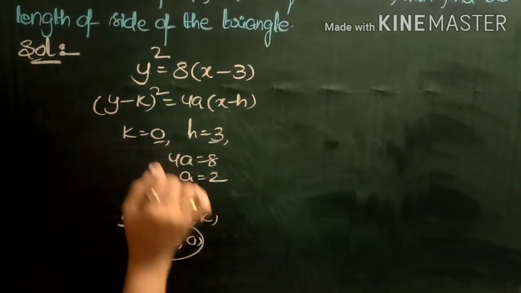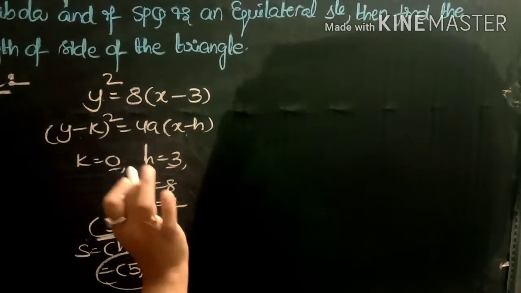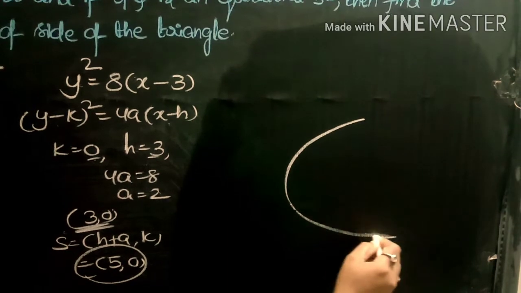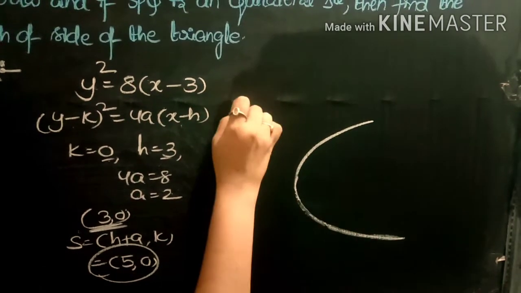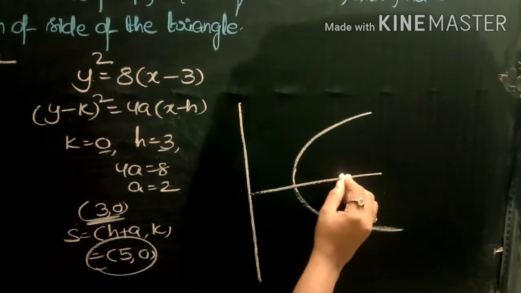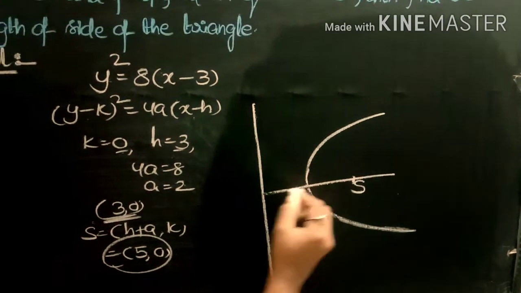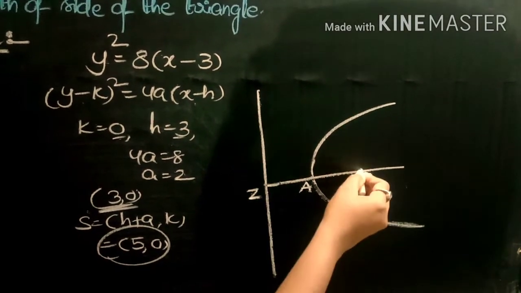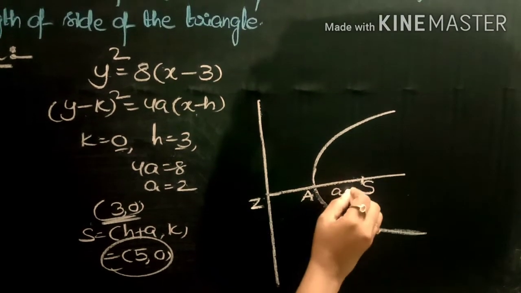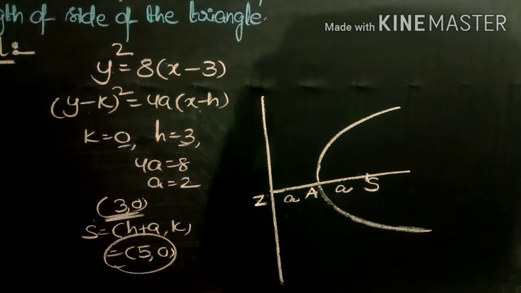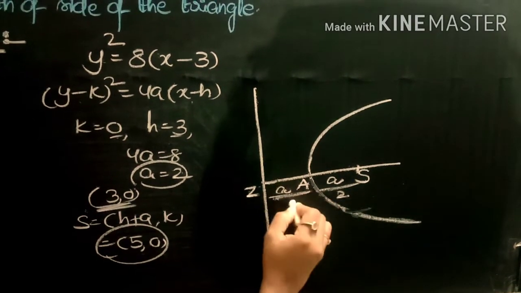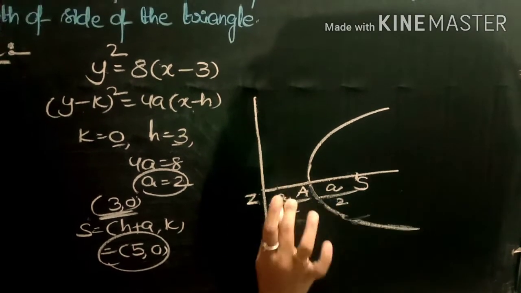Now this is the focus and this is the vertex. Now first we take the diagram of the parabola. Now this is the parabola y minus k whole squared equals 4a into x minus h. This is the directrix, axis of parabola, focus, vertex, and the foot of the perpendicular from the focus to the directrix. Now here already we know that the distance between these 2 points is a, and the distance between these 2 points is a. That is, here a equals 2. So this distance is 2, then this distance is also 2. So the total distance is 4 here.